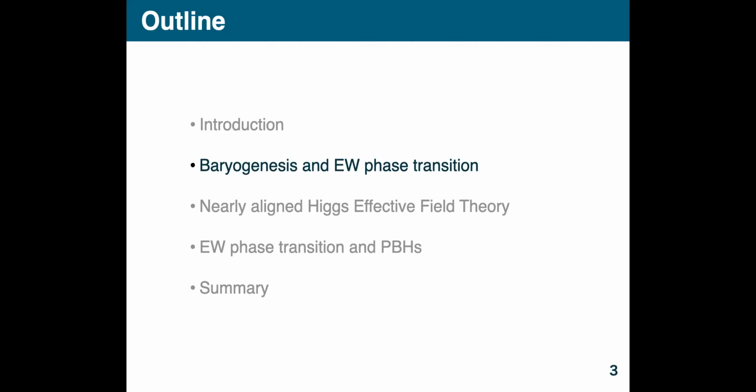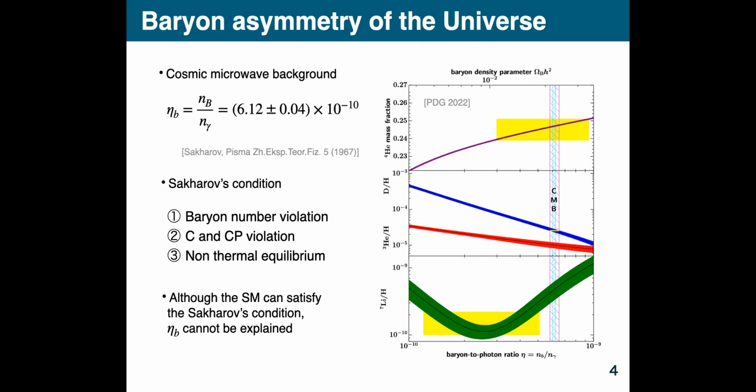Next, I'd like to talk about baryogenesis and the electroweak phase transition. As is well known, the baryon asymmetry of the universe is observed by the cosmic microwave background and Big Bang nucleosynthesis. This is the observed value of the baryon asymmetry, where n_B is the baryon number density in our universe, and n_gamma is the photon number density in our universe. In order to explain this value, we need a mechanism which satisfies the Sakharov conditions.